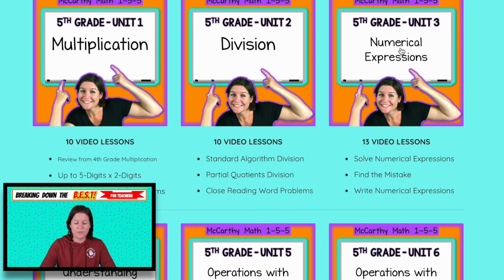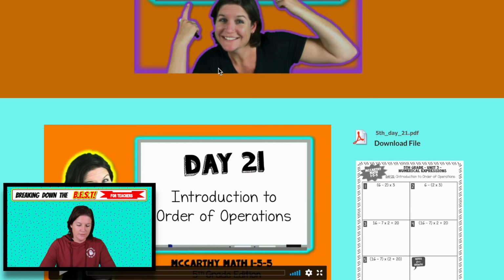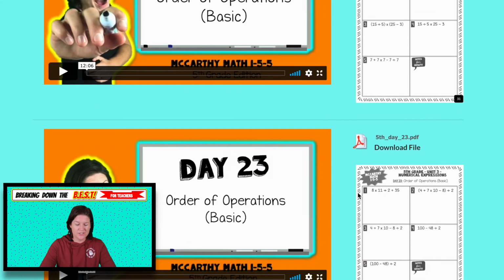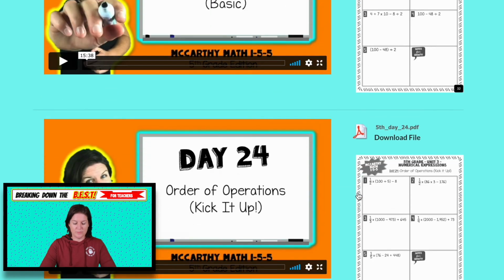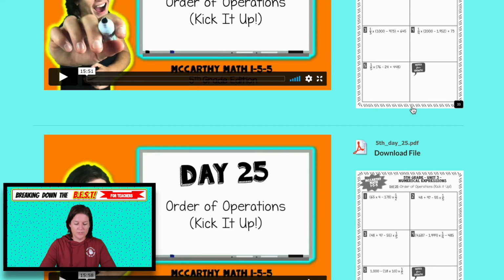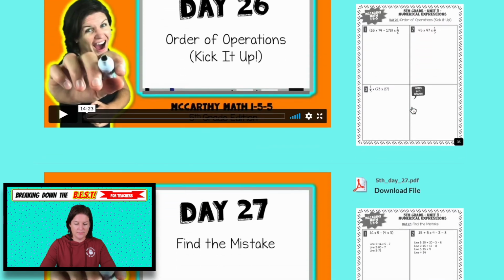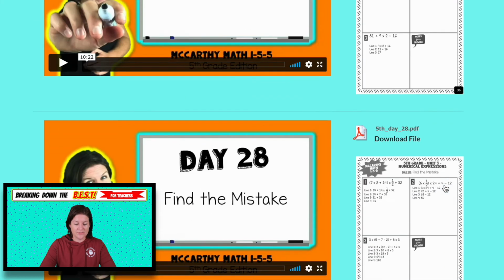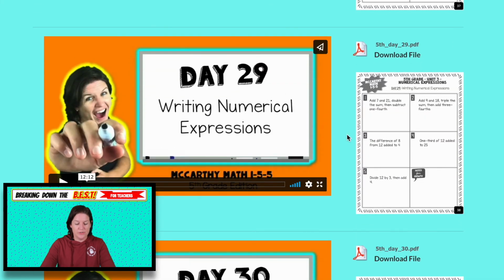For instance, if you go here to numerical expressions, you'll see some, as we get into the order of operations, which I think is in the next benchmark, there's some extra practice here, video lessons for you to use, printables right there, all kinds of good stuff. Finding the mistake, I've seen problems like that, so that's a good place to go. So these videos right here, they are a little bit different than what's expected in the B.E.S.T standards, but they're still great practice. I would definitely check it out.